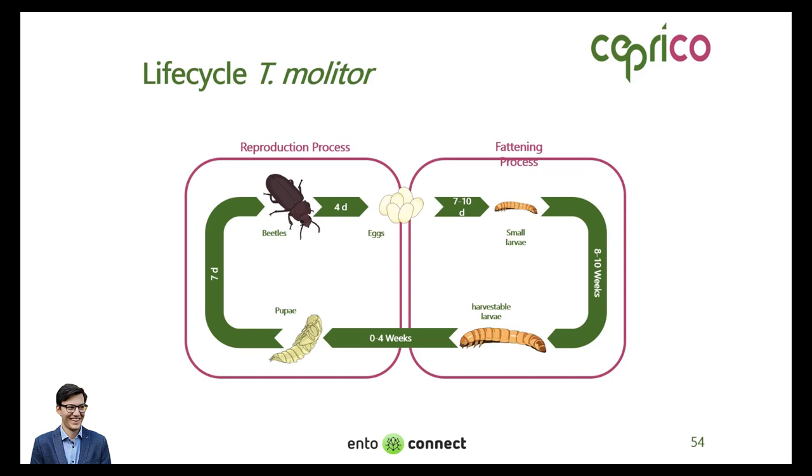The life cycle of the mealworm takes around 10 to 12 weeks. In an industrial setting, it is split into a reproduction process, where the beetles are produced and lay eggs. The eggs are then transferred to a fattening process, where small larvae hatch from the eggs and are fed until they reach a harvestable weight, which is around 100 to 150 milligrams per larva. Then they can be harvested, inactivated, and processed further. Next slide, please.